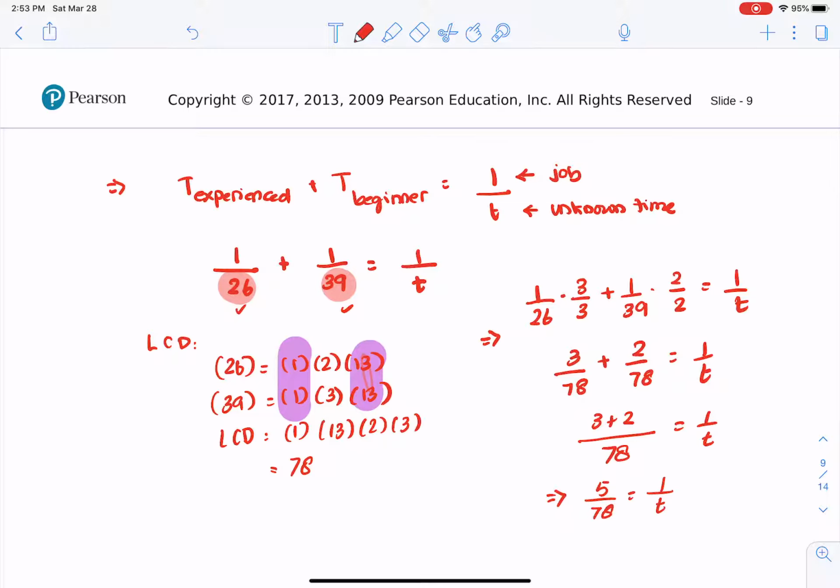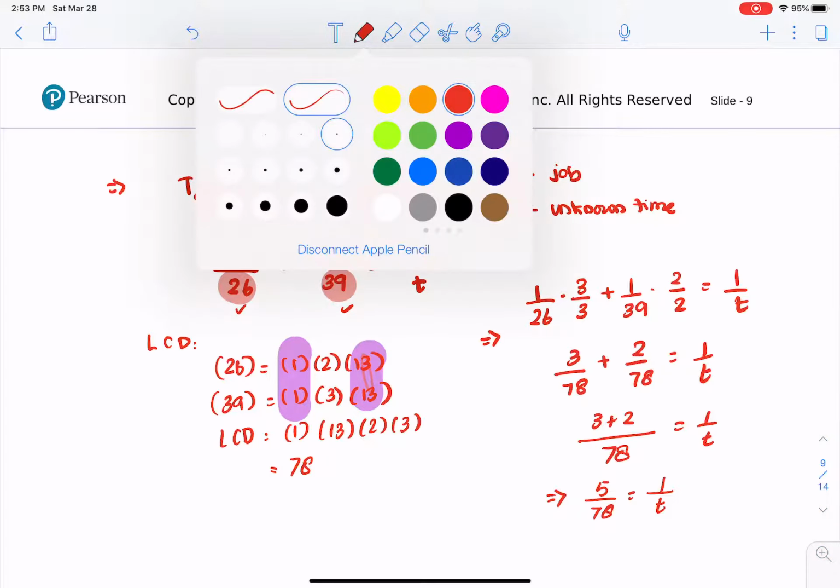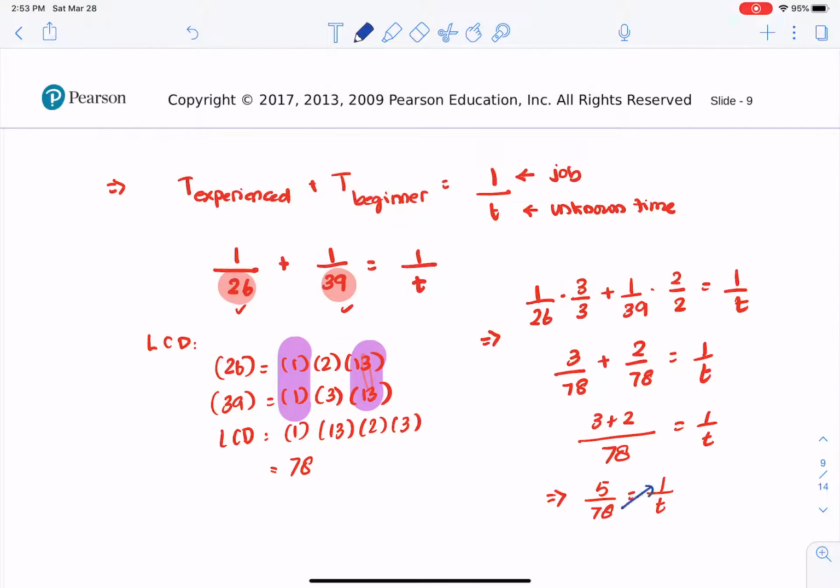We have a single term on the left-hand side, single term on the right-hand side, so we could cross-multiply now. So cross-multiply, T times 5 would equal 1 times 78. T is 78 over 5, which is 15.6 hours.